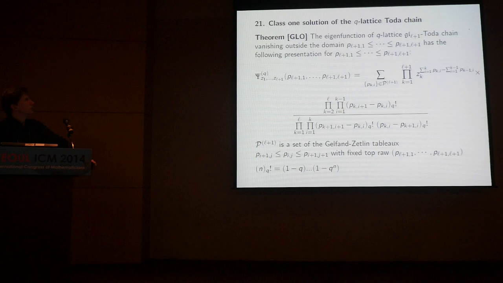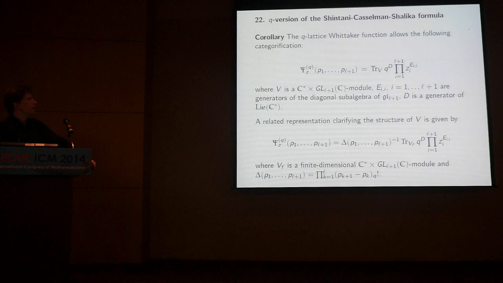The importance of this is that its structure allows us to define the q-analog of the Shintani-Casselman-Shalika formula. The structure easily gives you the representation of the q-lattice Whittaker function as some character, some trace of some simple operator over some vector space, which has a natural action of C star and the general linear group. And a little bit different representation more or less clarifies the structure of this vector space. But this is the analog of the Shintani-Casselman-Shalika formula. Now we would like to interpret the various terms which appear here, of course.